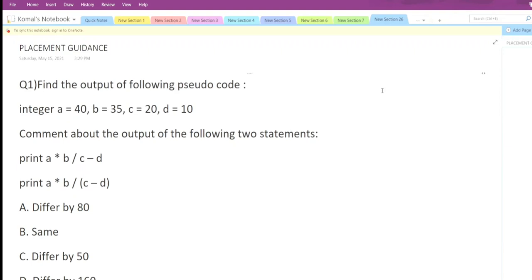Tomorrow many of you are having your Infosys exam. So today I have come up with the recent and most repeated Infosys pseudocode questions with their explanations.